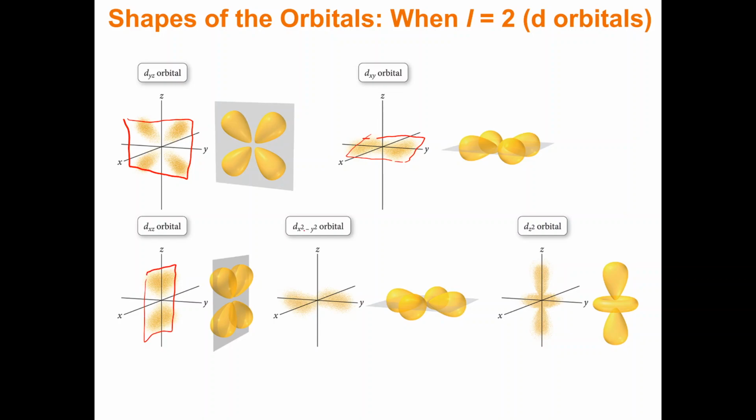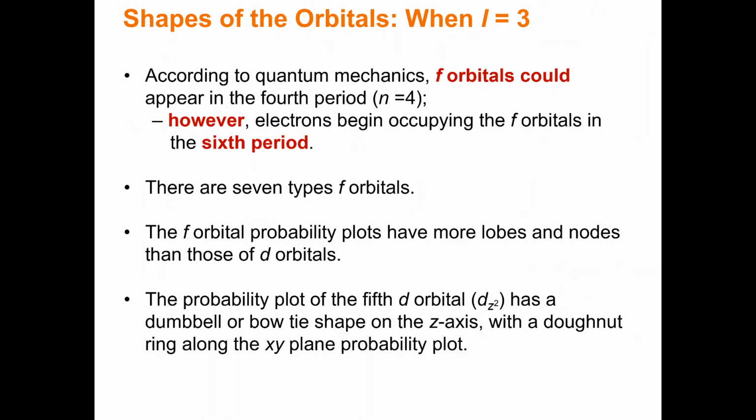And then this next one, dx squared minus y squared, is on the x and y plane, but it's actually on the axis now. So now we're in this plane, but now we're actually on the axis. And then lastly, dz squared. You have the same dumbbell shape, but now you have a donut around it. And it is a hollow donut. It's not a solid donut. I wouldn't necessarily ask you to recreate these. What I would expect you to know is, A, what their principal quantum numbers are, but B, if I was to show you a set of orbitals like this, could you tell me which ones they were?